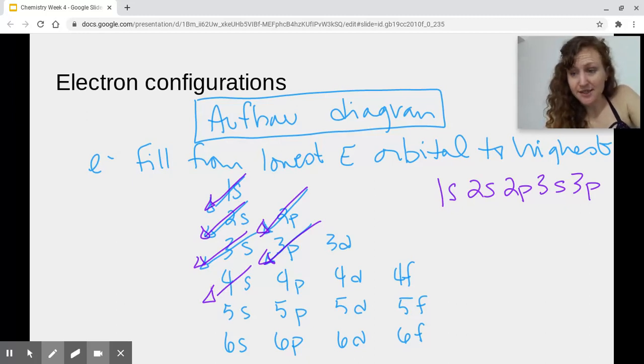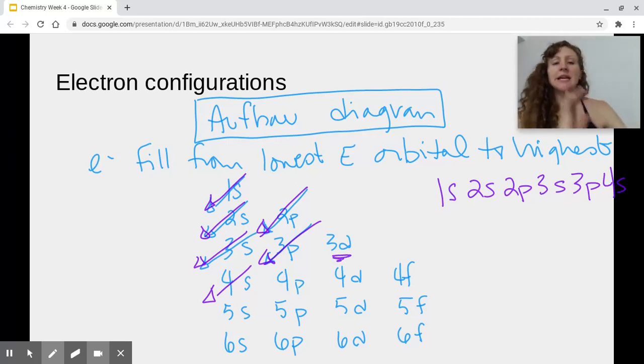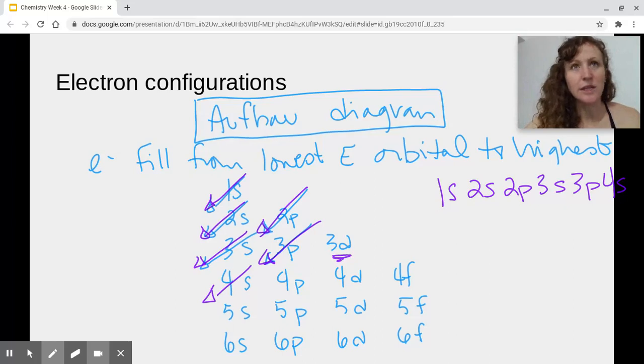It's 4s. So 4s fills before 3D. Now, why does this happen? That's an excellent question. Remember, we're trying to describe what we see. We're not trying to make up the pattern ourselves. And so what we observe when we look at electrons going in and out of these energy levels is that 3D fills after 4s.